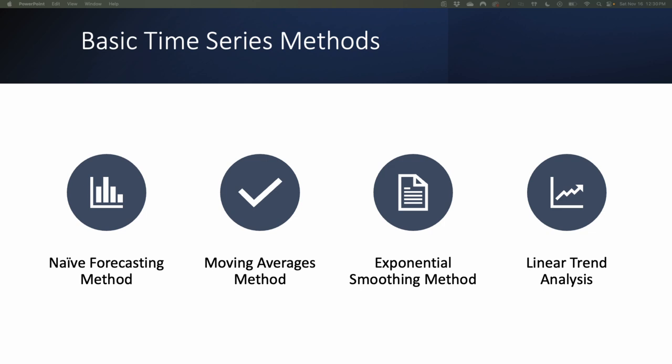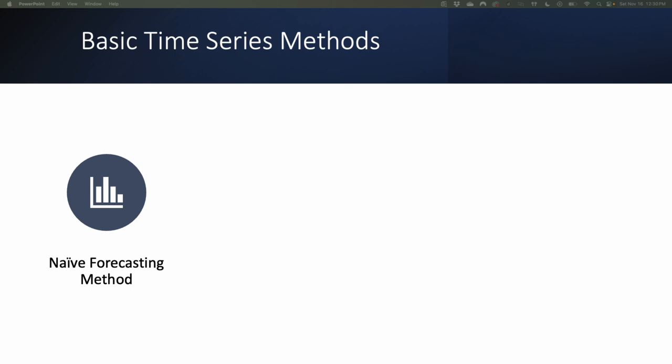So for today, as I mentioned, we're looking at very basic time series methods. The four methods we will start with are the naive forecasting method, the moving average, exponential smoothing, and finally the linear trend analysis, which is just how you use linear regression to do time series forecasting. We'll go through these four different methods using three examples that we have today. But in this first part, we'll focus on the naive forecasting.